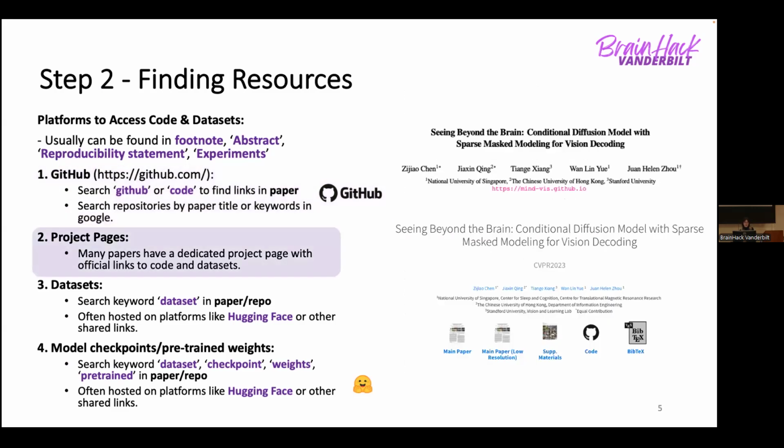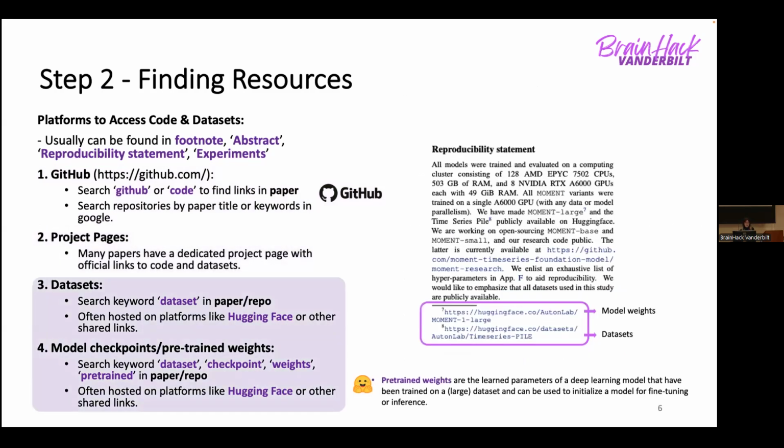And many papers would have a very good project page with an official link to all the resources you need, like code and dataset. This link usually appears right after the author list, or in a footnote or abstract. And of course, the dataset and model checkpoint information will usually appear in their GitHub repo.